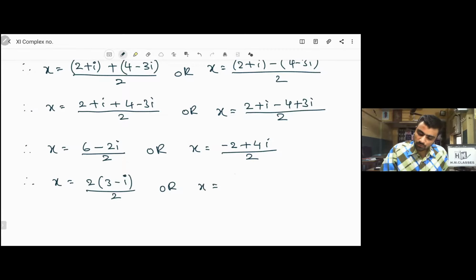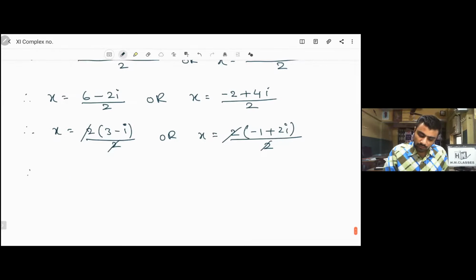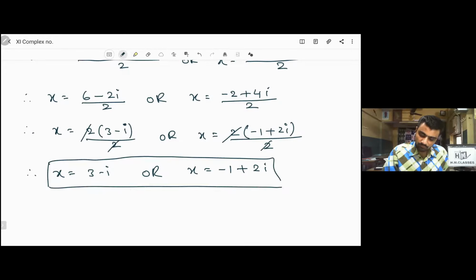And x is equal to this. Take 2 common: −1 + 2i. I have just taken plus 2 common, so that in both this 2 will cancel. So finally x will be 3 − i, or x equals −1 + 2i. So this is the value of x that you finally got.